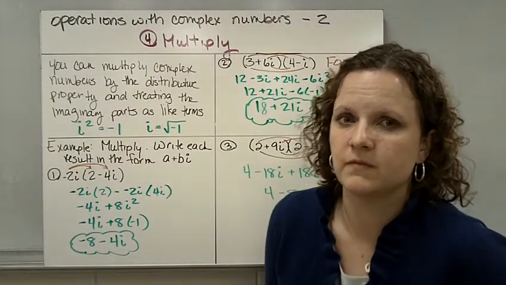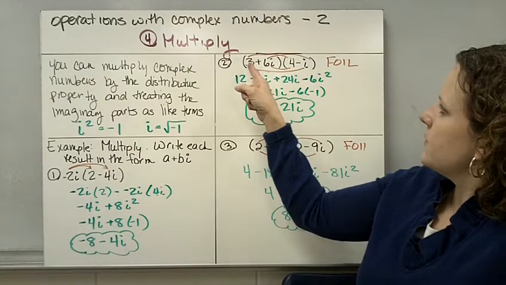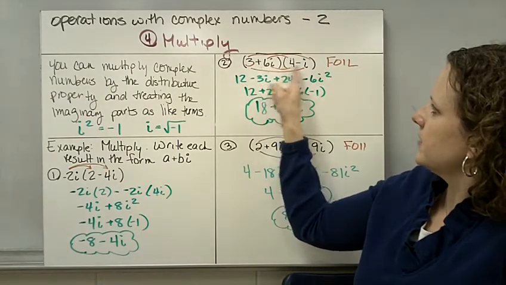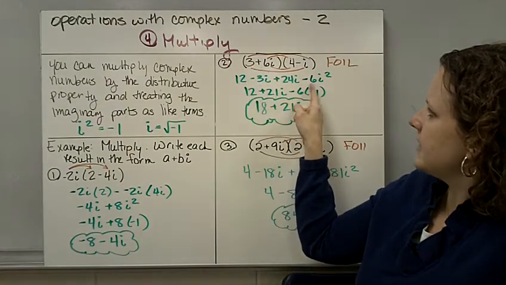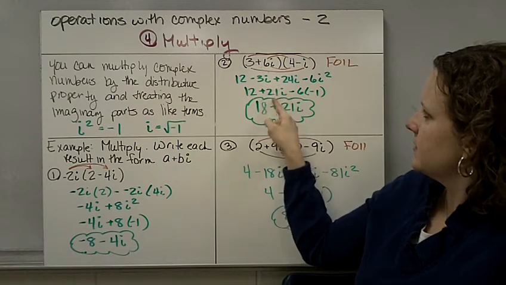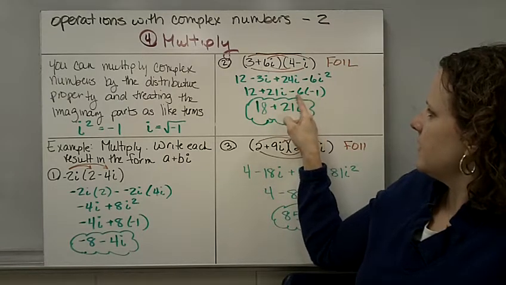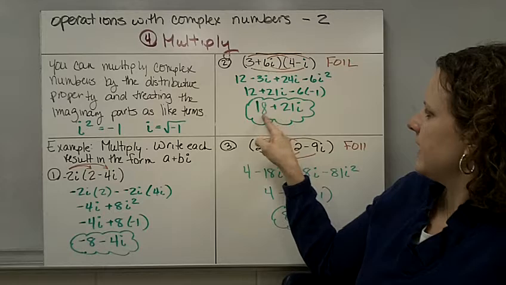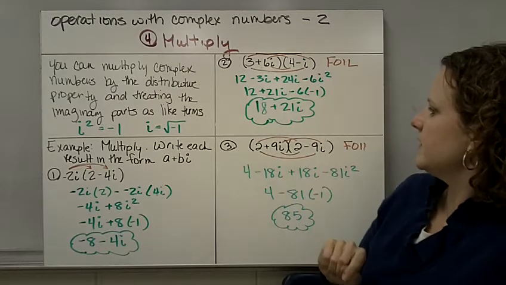If you have two binomials, you're going to FOIL them, just like if you had two binomials with variables in them. So first, outer, inner, last. Collect like terms. i squared is -1, gives us a +6. 18 plus 21i. We FOILed it.